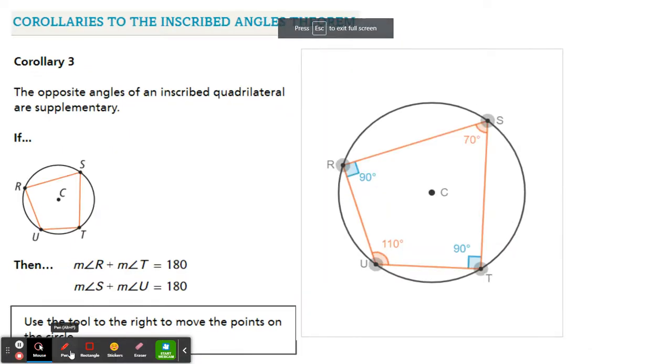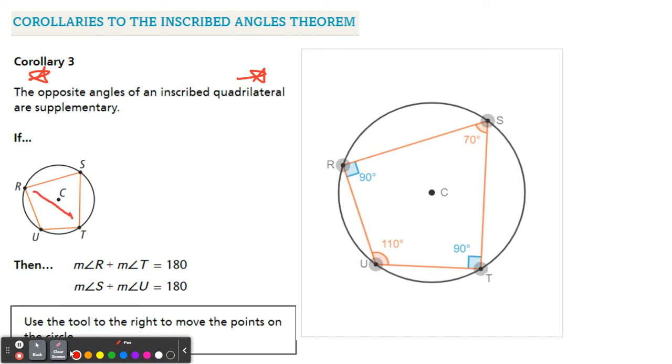If you have an inscribed quadrilateral in a circle, then the opposite angles are going to be supplementary. The state test loves this idea for some reason, so be aware of that. The opposite angles are the ones that are diagonal from each other, so R and T, and then U and S. They're not consecutive angles. So you notice 90, 90, 110, and 70. It just so happens that those two angles are both 90. There's no congruence. It's all about being supplementary.